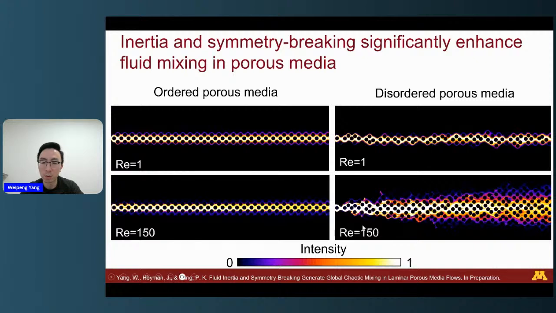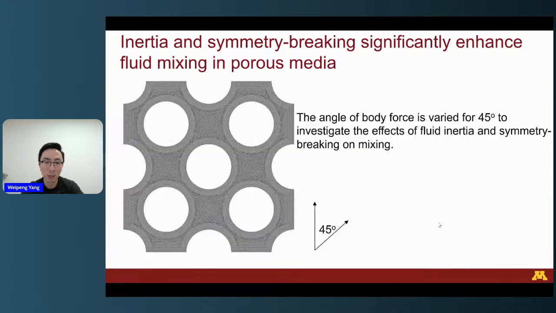But when we have both fluid inertia and the symmetry breaking, we can see there's a very significant enhanced fluid transverse mixing and dispersion. We can also see there's lamellar structure and recirculating vortices. So that also indicates this process is chaotic.